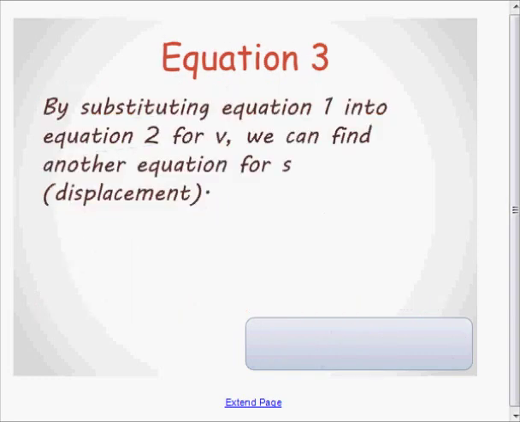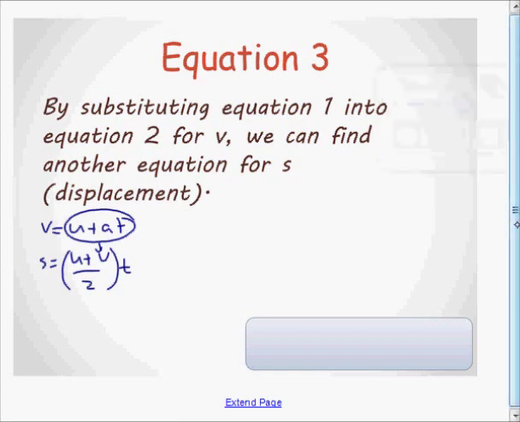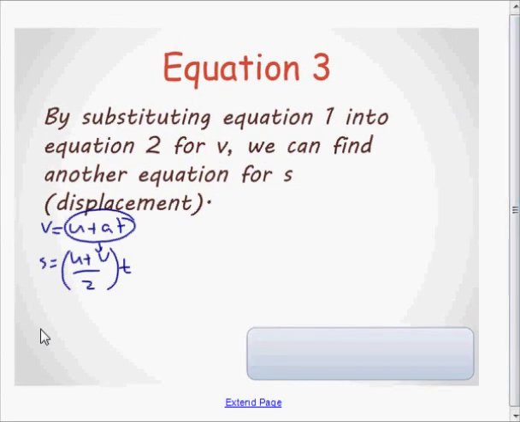Now the next step is, we've got these two equations here, v equals u plus at, and s equals u plus v over 2 times t. Now if I substitute this expression for v into this one, then I can have s equals u plus at over 2 times t. So there's that u plus at in there, and I've substituted in for v.